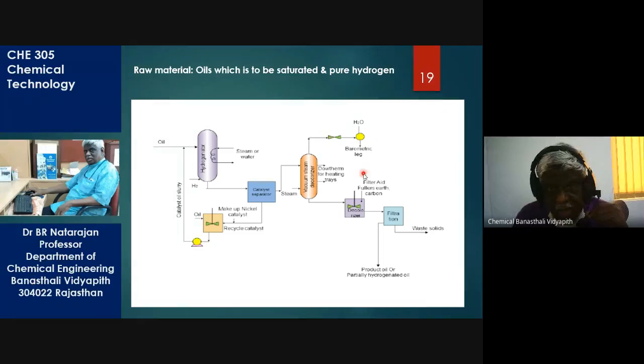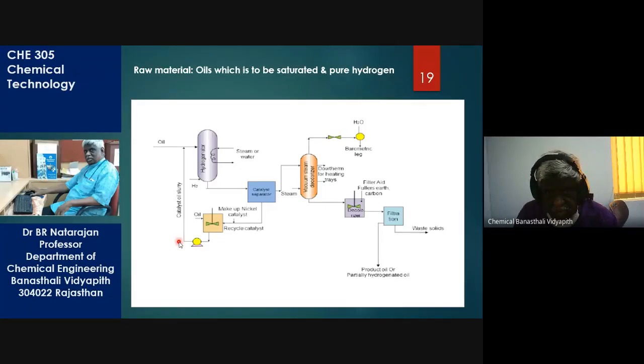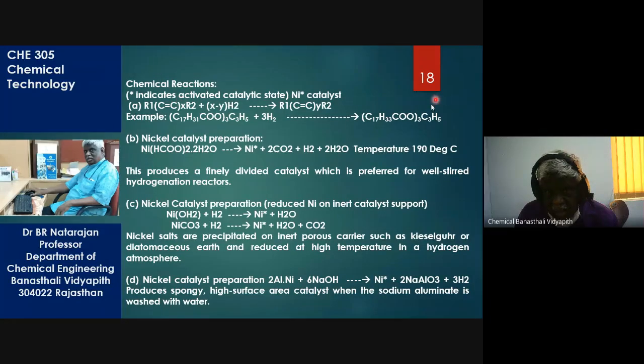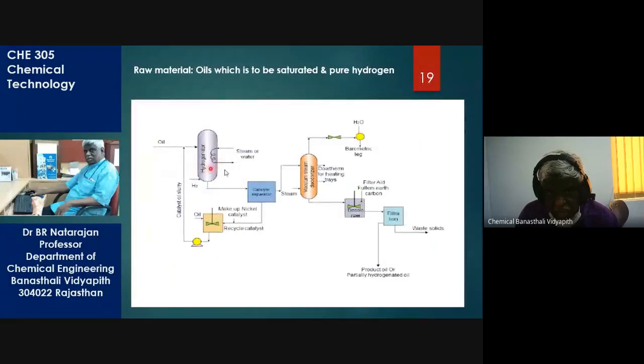So here you have the hydrogenation process. So we have the catalyst. Remember what is the catalyst that is used? Activated nickel. Activated nickel catalyst. So here the catalyst is separated and recycled.